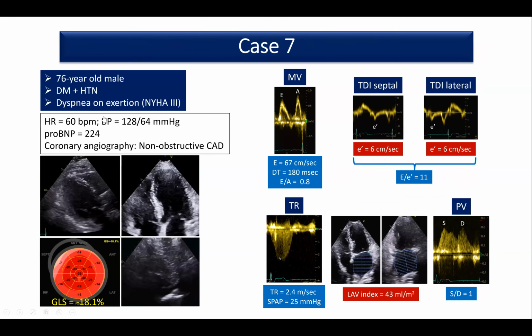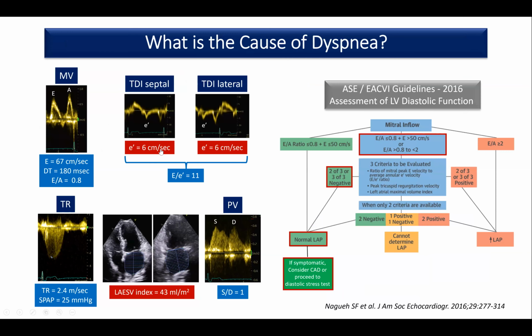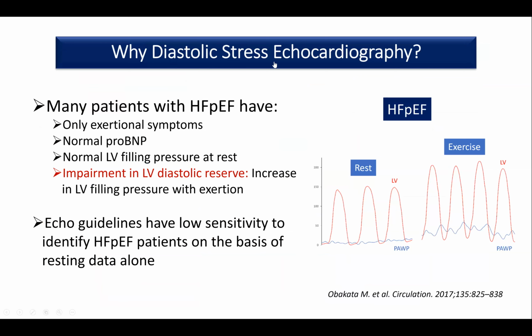But guess what? This patient has dyspnea on exertion. Now, the patient is lying on his side in the echo lab with a normal LA pressure. How does normal LA pressure at rest tell me what happened with activity? So here the guidelines tell you something that is important. If the patient is symptomatic, consider coronary artery disease, which we already did, the patient had a coronary angiogram which showed non-obstructive disease, but also proceed to do a diastolic stress test. And I don't know if you have heard of diastolic stress test before, but I'll explain this to you a little bit. What is diastolic stress echocardiography and why do it?